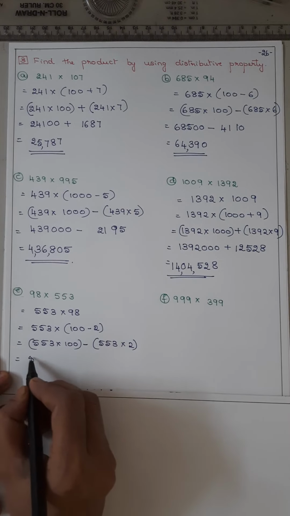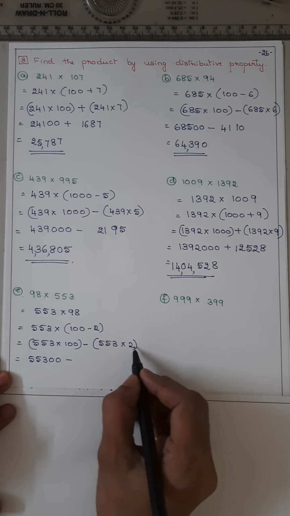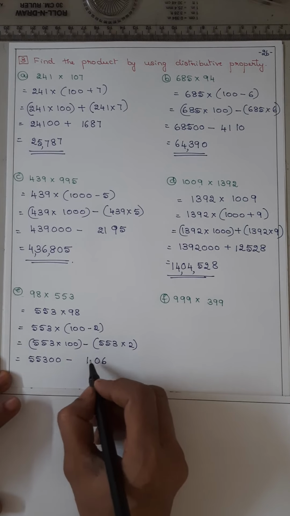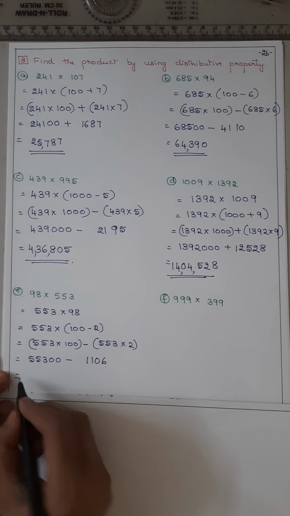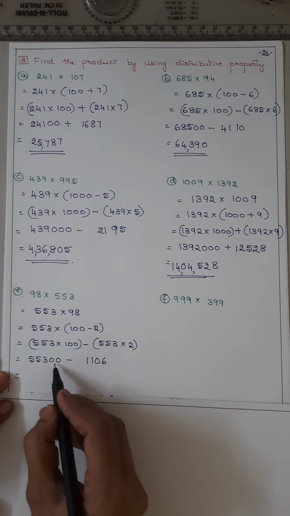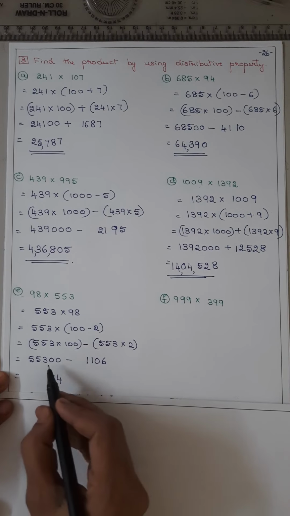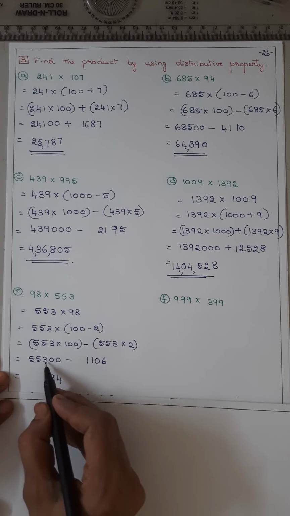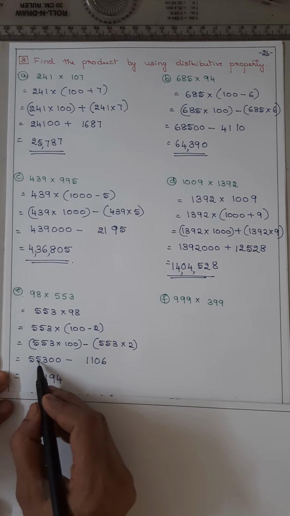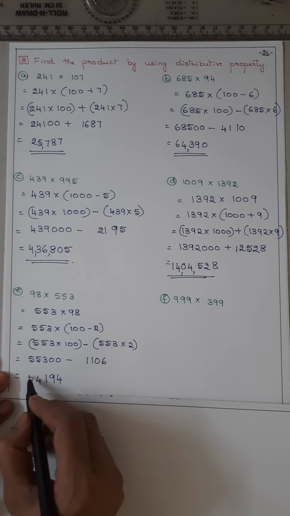Okay, now 553 and 2 zeros minus 2 3s are 6, 2 5s are 10, 2 5s are 10, 11. Now subtract. 10 minus 6, 4, 9 is remaining, 9 minus 0, 9. Now here it is 2. 2 minus 1, 1. Now 5 minus 1 is 4. Then 5 as it is.